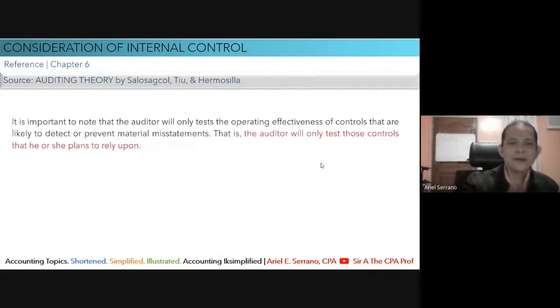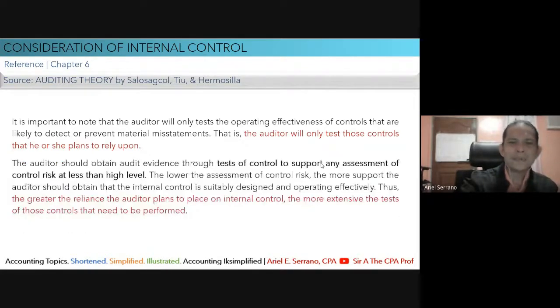Okay? It is important to note that the auditor will only test the operating effectiveness of controls that are likely to detect or prevent material misstatements. Okay? Not all of them. Only those controls that are likely to detect or prevent material misstatements. So, those that we plan to rely on, those are the only ones to be tested in our TOC. Not all. We are still selective here.